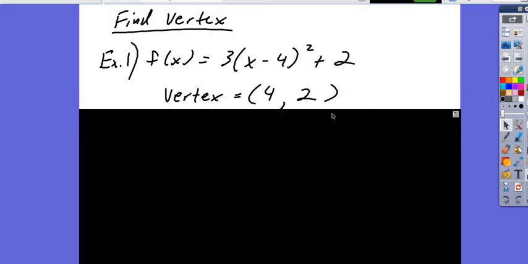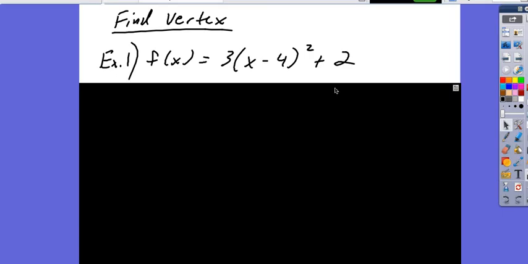Alright, so let's take a look at some examples of where we're going to find the vertex. So example 1. f of x equals 3 times x minus 4 squared plus 2 is our first quadratic function that's in vertex form.